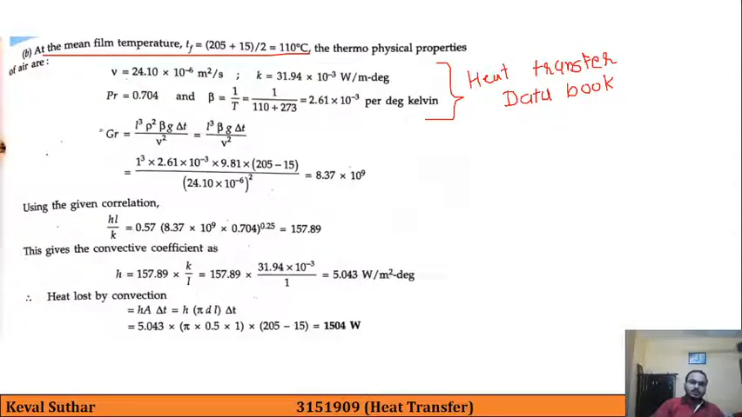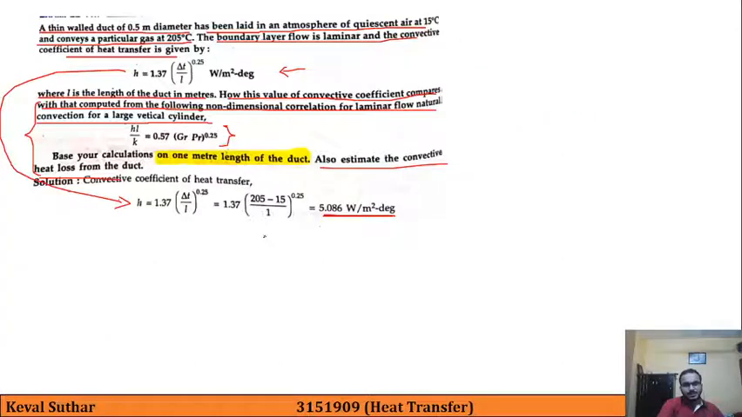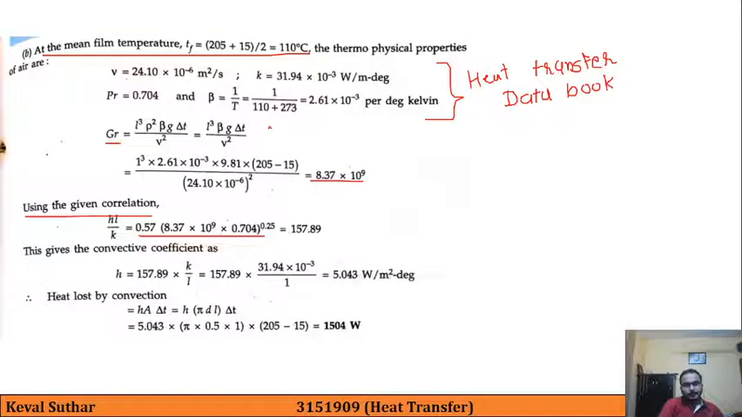Now based on these values we can calculate the value of the Grashof number, that is L cubed rho squared beta g delta T by nu squared. So we will finally be getting this value. Using the given correlation, hL by k can be written in this way. This is given in the question. If you see this, we are going to utilize this formula now. And we will be getting the value of hL by k here, and then we can get the convective coefficient as this.